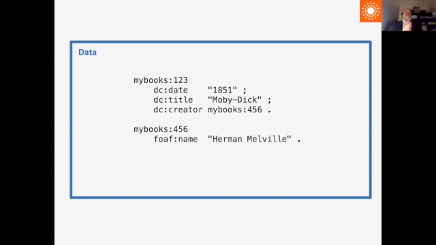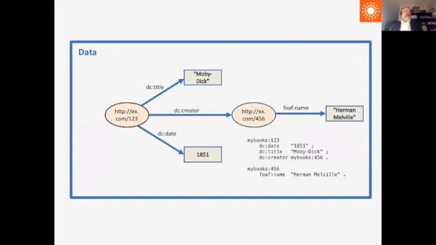So let's take some data. This is based on the example that Karen showed. You have a book, it has a date, it has a title, it has a creator, and that creator has a name. So this is the data viewed as a graph.